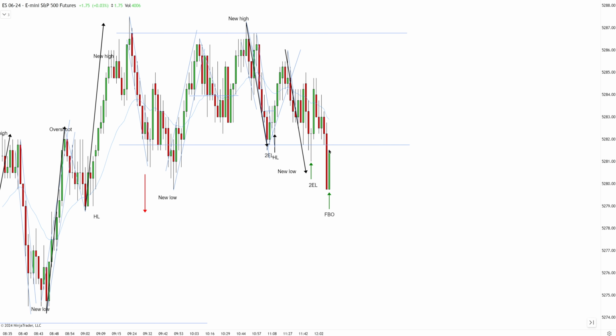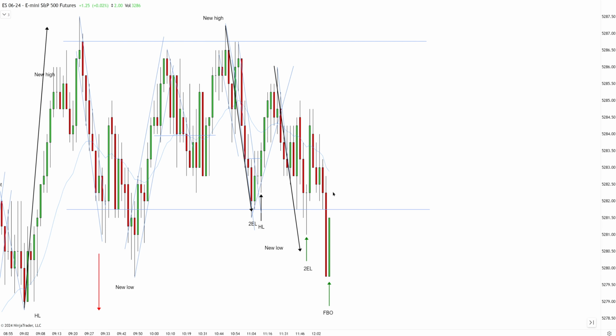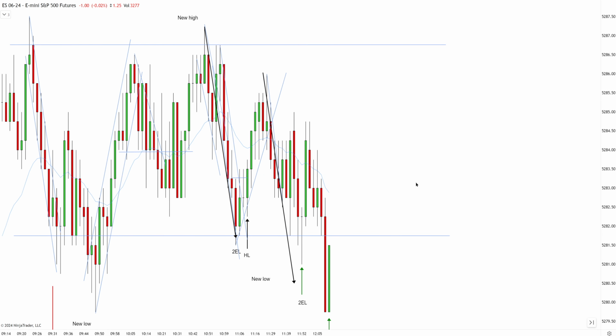Great signal bar. You're far from the EMA. This is a gorgeous failed breakout. Smart bulls are buying here.